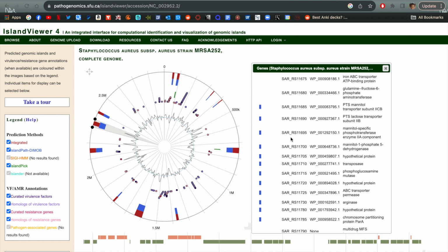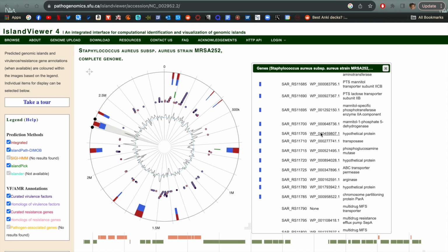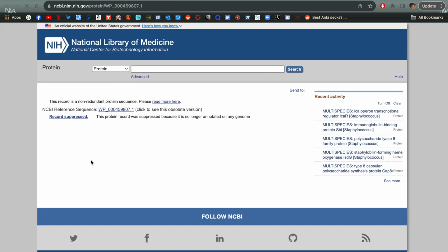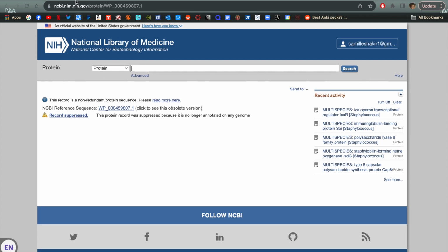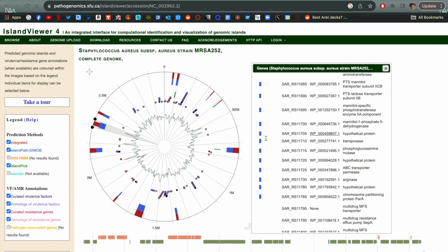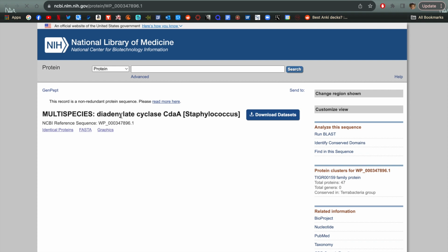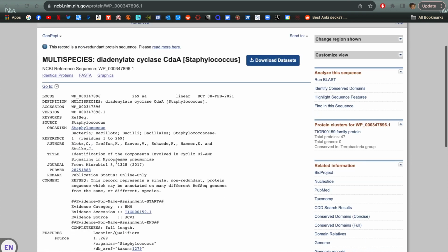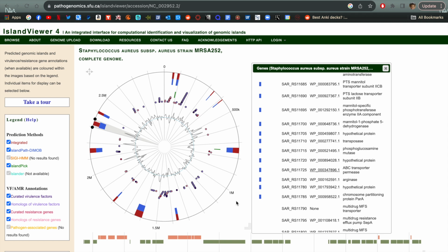And if you click, it will take you to the NCBI page, if it wants to load, where you can look at more information about the gene. Well, this exact one is no longer suppressed. But if you go to another one, we can see more information about the gene. Links, and so on. So that's one thing that's important, but that's simply what is a genomic island.